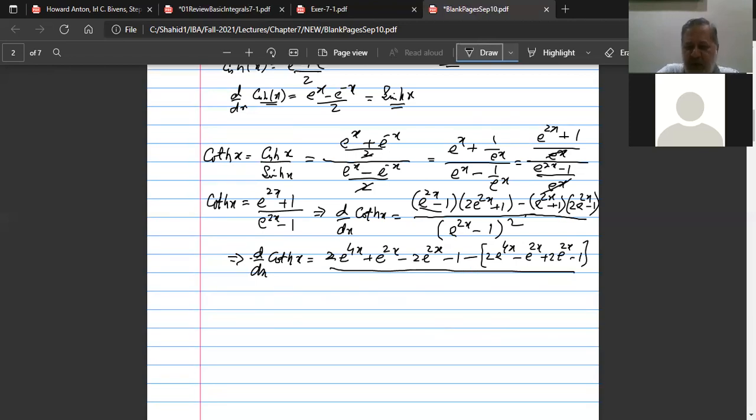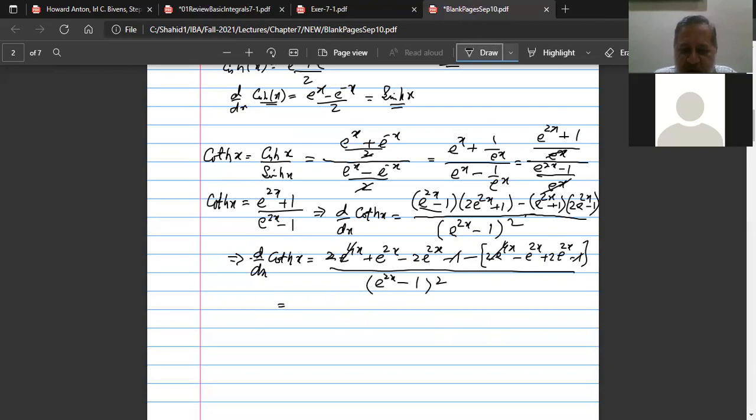You want to write down this after opening, so I discourage you opening it at this point. I keep it as it is, and now I look into the numerator. 2 e raised to power 4x here is positive, but here it is negative, so this cancels out. E raised to power 2x here is positive, and here it is also positive. Minus 2 e raised to power 2x negative, and minus 2 e raised to power 2x negative. Minus 1 and plus 1, they cancel out.